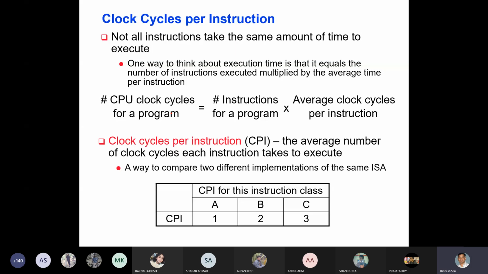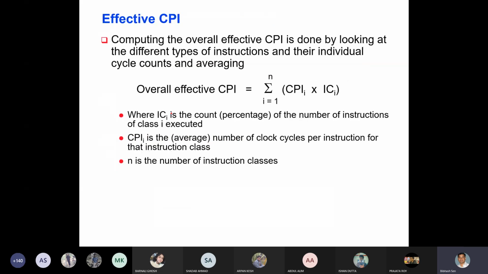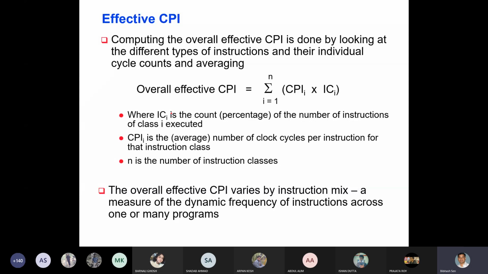After that, our target is the CPI. Suppose three instruction classes A, B, C are given, with CPIs of 1, 2, 3. Now I am comparing these two. Computing the overall CPI is done by looking at the different types of instructions and their individual cycle counts on average. Here I see the count and the percentage of the instruction classes I executed, so it is just finding the average CPI. The overall effective CPI varies by instruction mix, a measure of the dynamic frequency of instructions across the program.